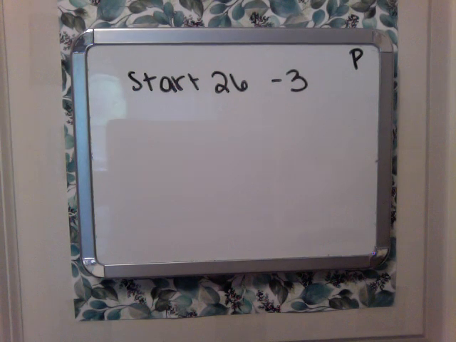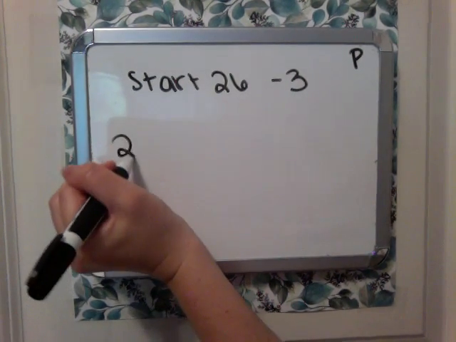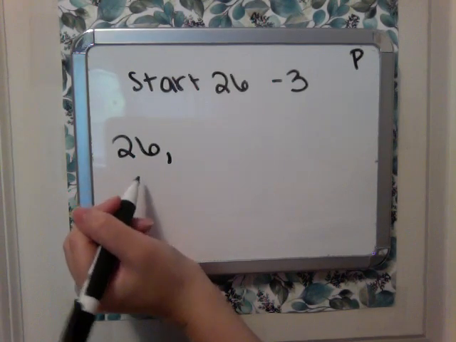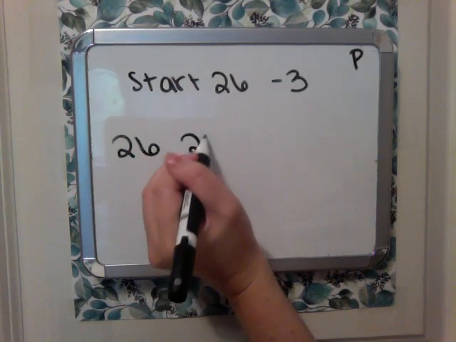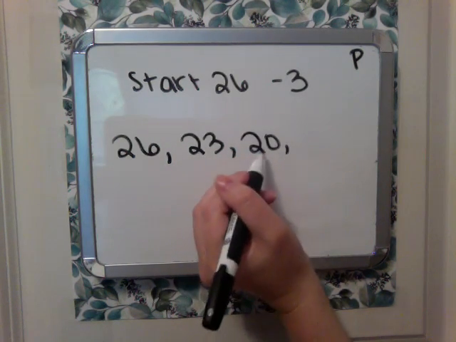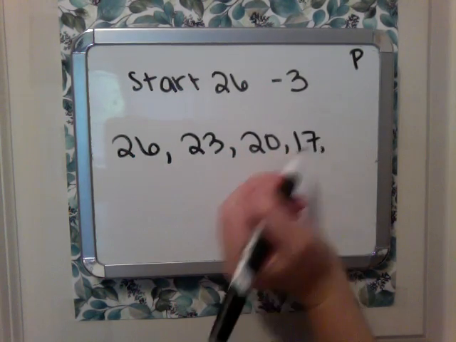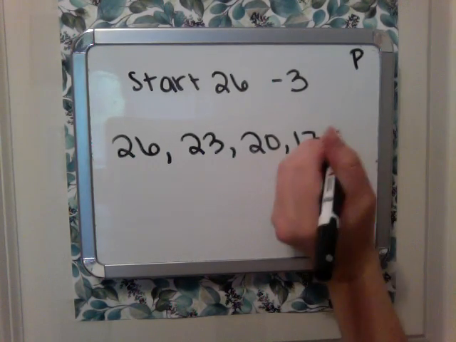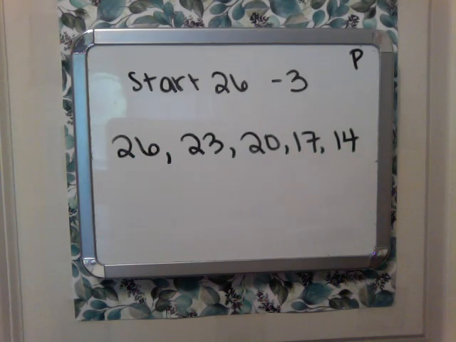Our first question is with the patterns. It says start with 26 and then subtract 3 for each term. So we start with 26 as the first term of the pattern, or the first number of the pattern. 26 minus 3 is 23. 23 minus 3 is 20. 20 minus 3 is 17. 17 minus 3 is 14, 11, 8. Give yourself 1 star for completing the pattern terms.